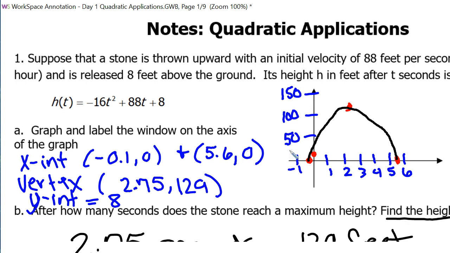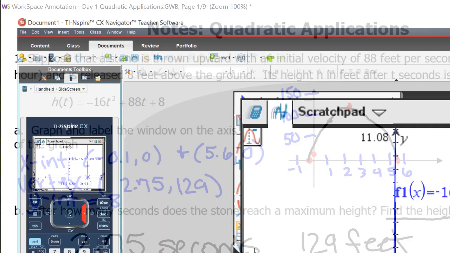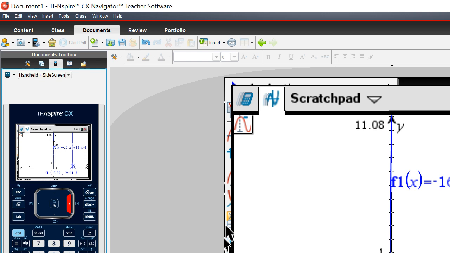And then for part C, how high in feet is a stone after 1.5 seconds? Well, 1.5, I would have to estimate. 104? Yeah, I don't want to have to estimate, so I'm going to use a calculator.